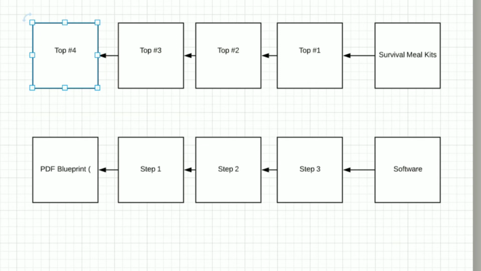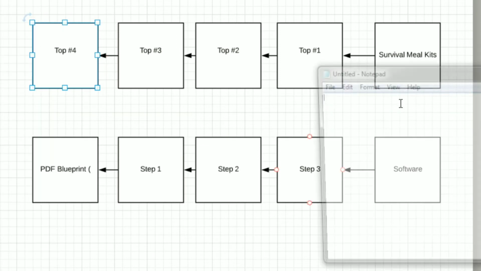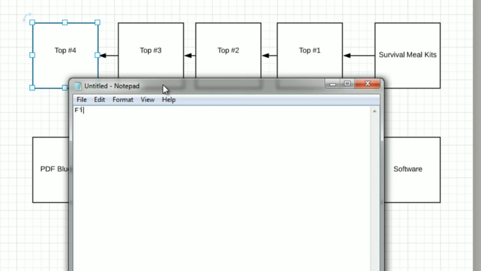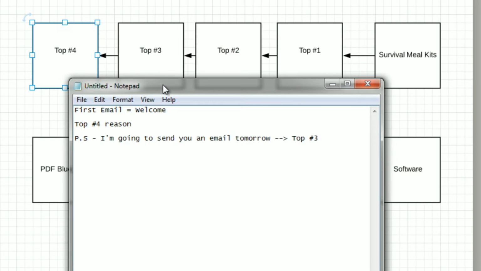Now, if you start out, welcome to, let's say, survival meal kits. So the first email will be a welcome email. Now, you want to make sure that you connect the emails. So at the end of the first email, where you talk about the top 4 reasons or whatever that looks like, you want to connect that somehow to the top number 3 in that first email. So you want to say something like, P.S. I'm going to send you an email tomorrow or the day after tomorrow or whatever on top number 3.